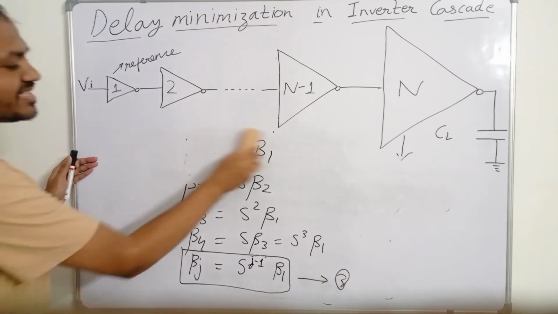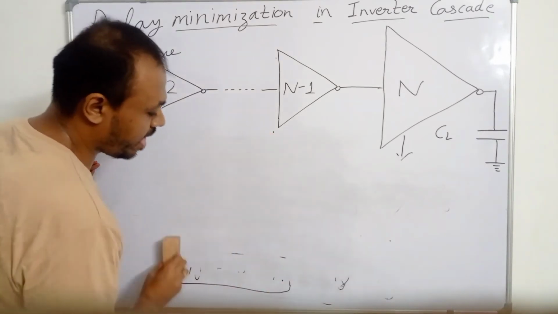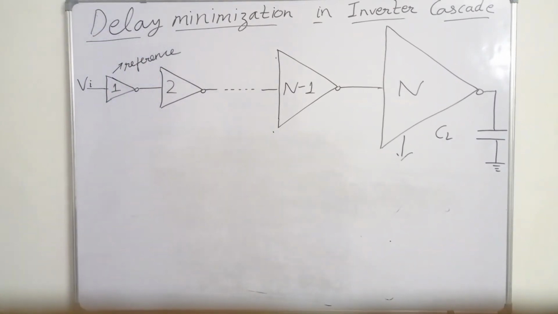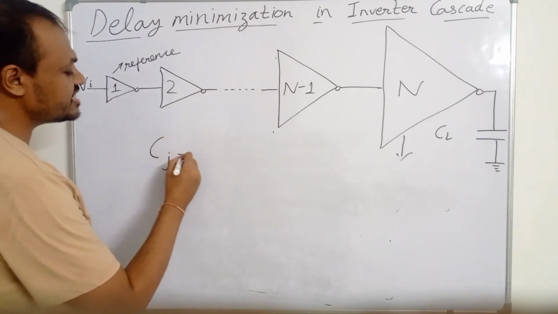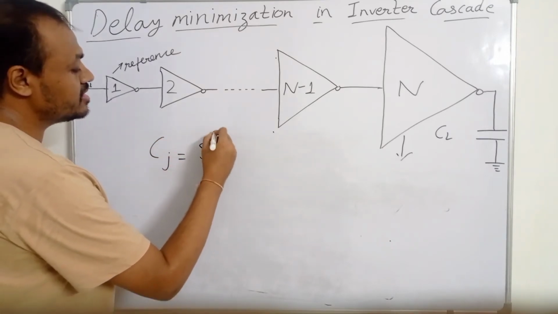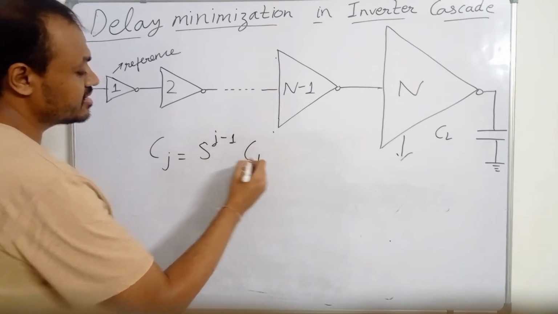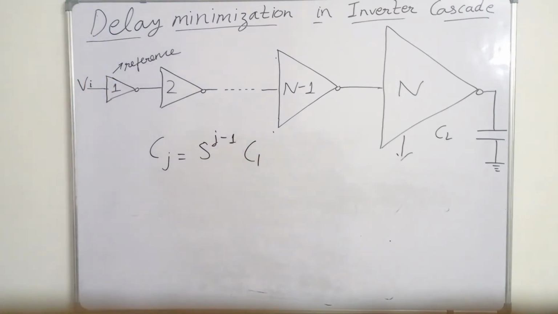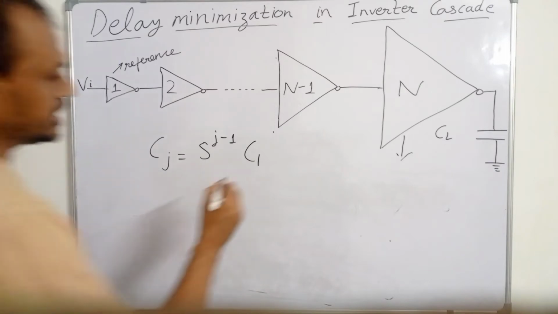So the input capacitance gets scaled with transconductance. So Cj will be equal to s to the power j minus 1 into C1. So this will be the fourth equation.